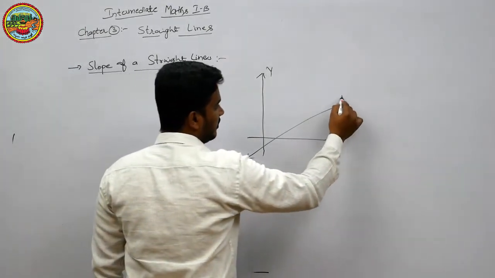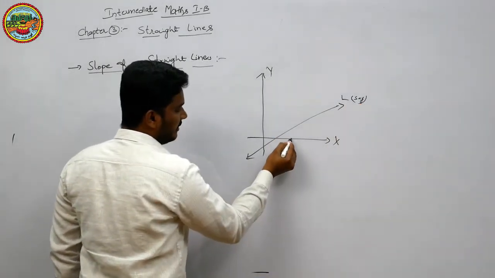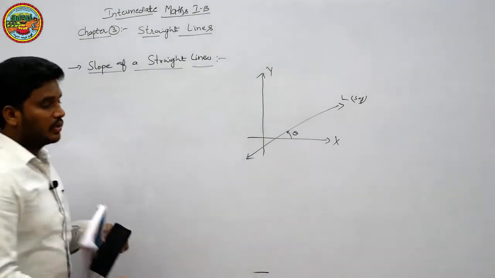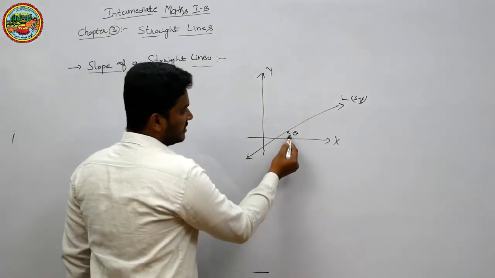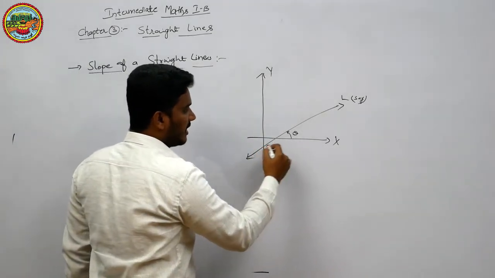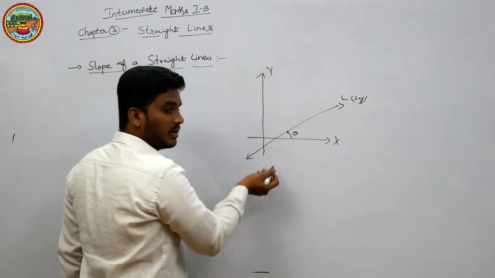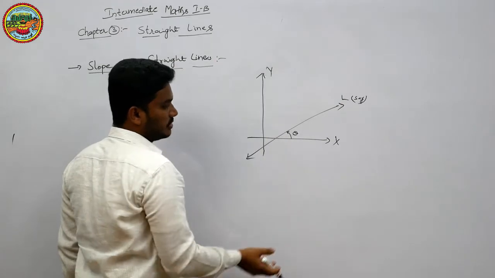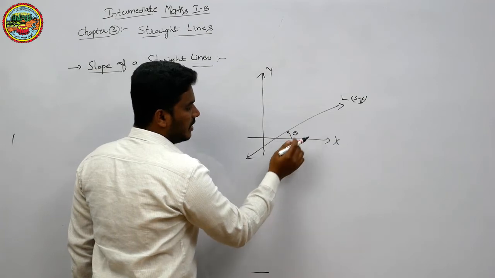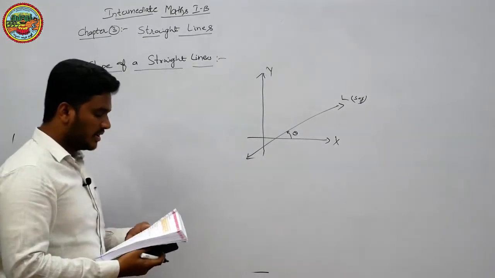So this is line L, say. It makes an angle with respect to x-axis. So this is called some angle theta. So the angle of inclination is called the slope of a straight line. So in the xy plane, if we draw one straight line which makes an angle to the axis, it may make an angle with y-axis also. If it makes an angle with x-axis, that angle is called slope of a straight line. It is denoted by theta.